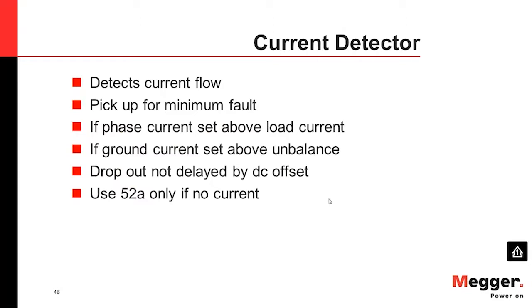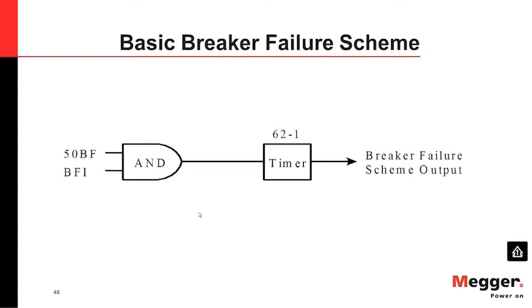And then we also have a 52A contact, which is used in low current mode, or let's say for transformers and generators, because in those cases, if we have a fault, we are not supposed to wait for current. Only the 52A contact is enough, plus initiation from my tripping should start the breaker failure.